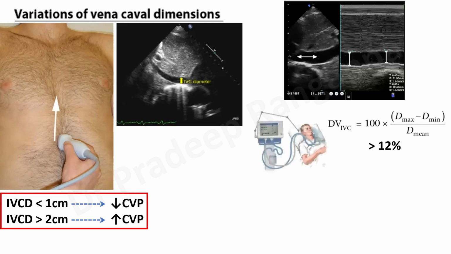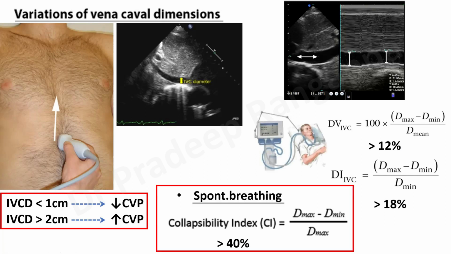Obviously, we look at dynamic indices. In someone who is intubated and mechanically ventilated, we look at IVC variability, which is maximum IVC diameter minus minimum IVC diameter divided by the mean. If it is more than 12% in an intubated, mechanically ventilated patient, we consider it fluid responsive. Or, we look at the IVC distensibility index, which is maximum diameter minus minimum diameter divided by minimum diameter. More than 18% is taken as someone who is fluid responsive.